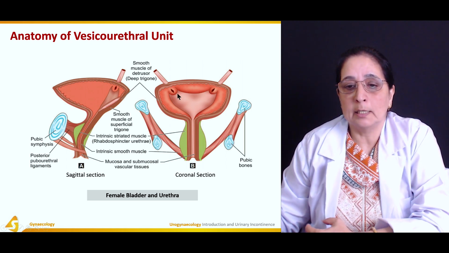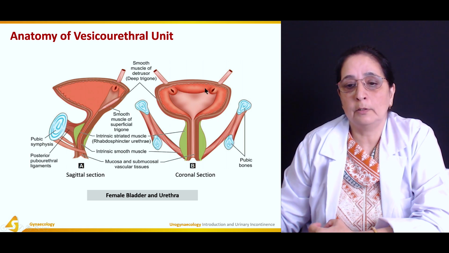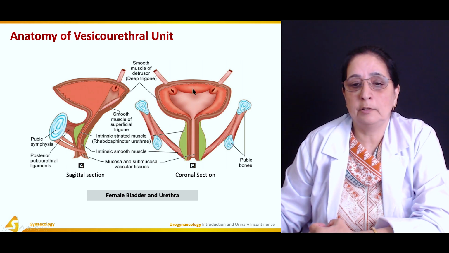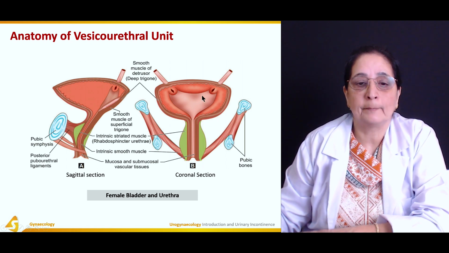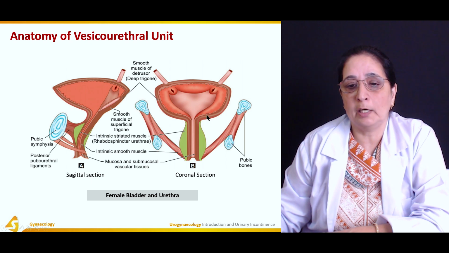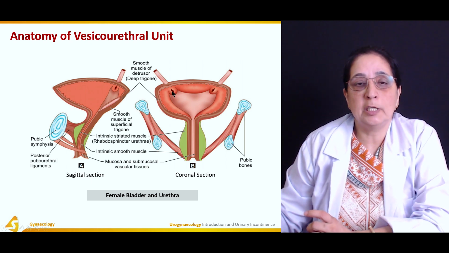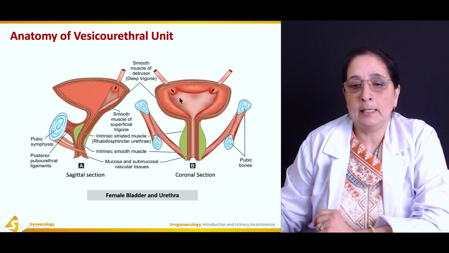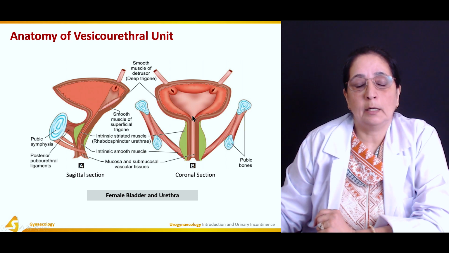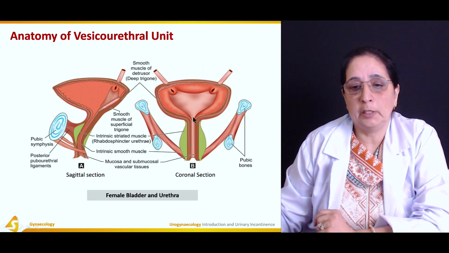This trigone is a triangular structure. Trigone is made up of the ureteral orifices, two openings, and then the urethral orifice. All these three structures make up a triangle, which is known as a trigone. Tri means three. So it's a triangular structure made up of the ureteral orifices, the openings of the ureters into the bladder, and the opening of the bladder into the urethral orifice.